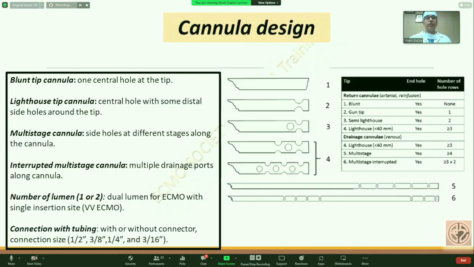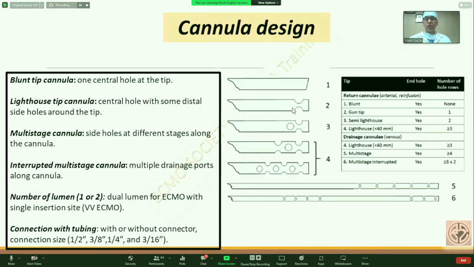The cannula can have different designs. It can have a central hole at the tip. Usually, we see this in the return cannula. Or there can be a central hole with some distal side holes around the tip itself. You can see this figure like this. So that is a lighthouse tip cannula.